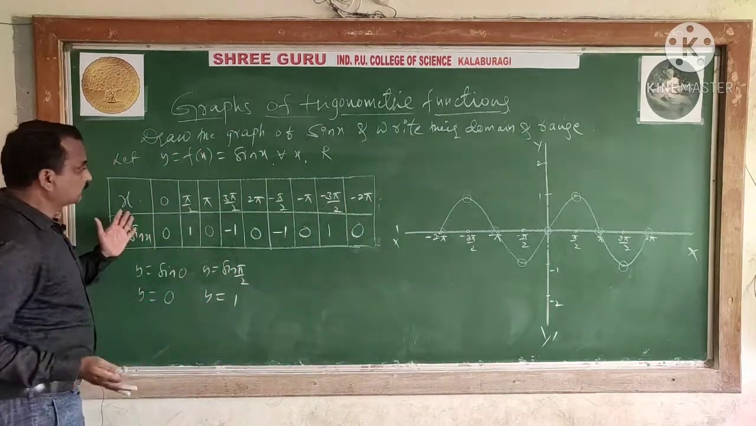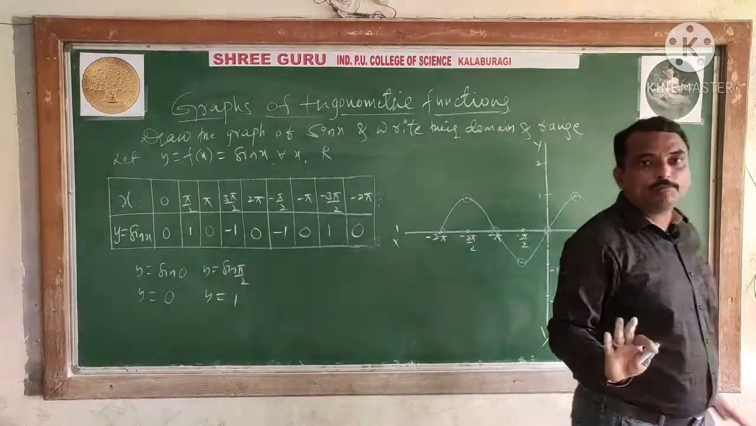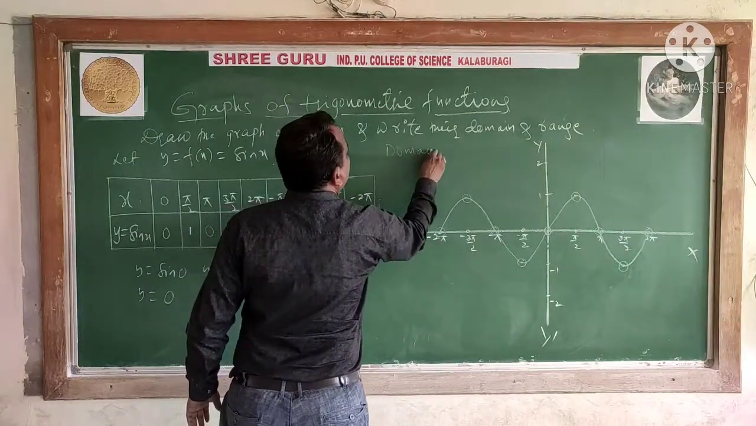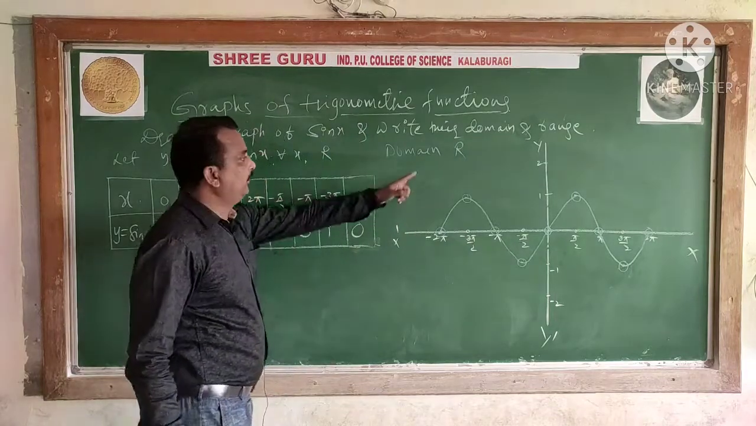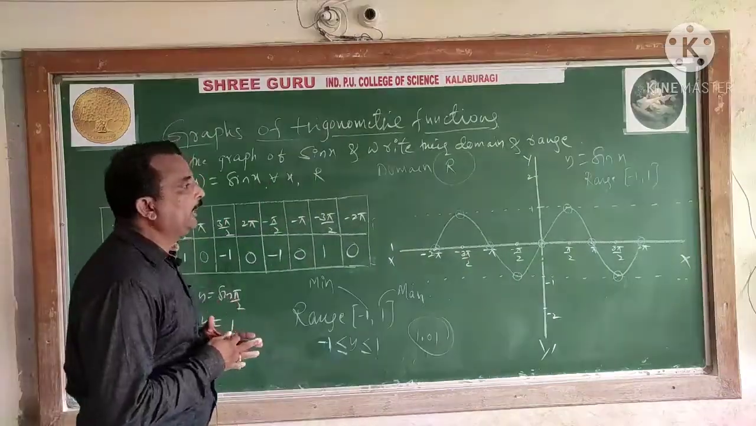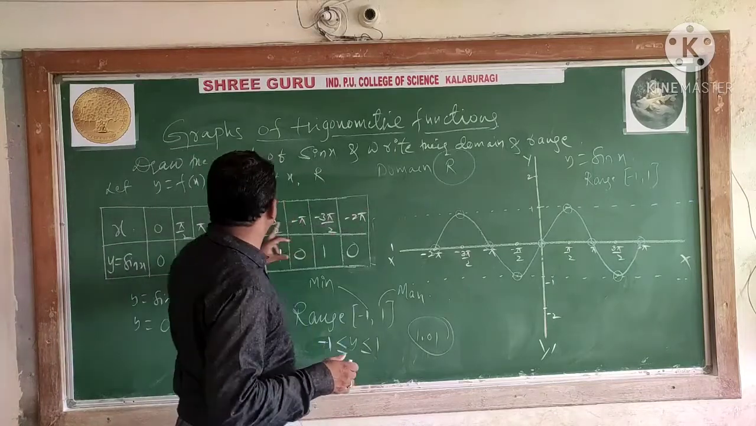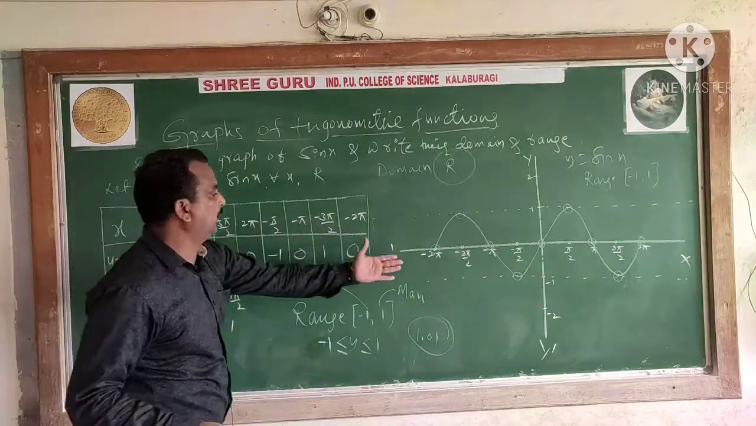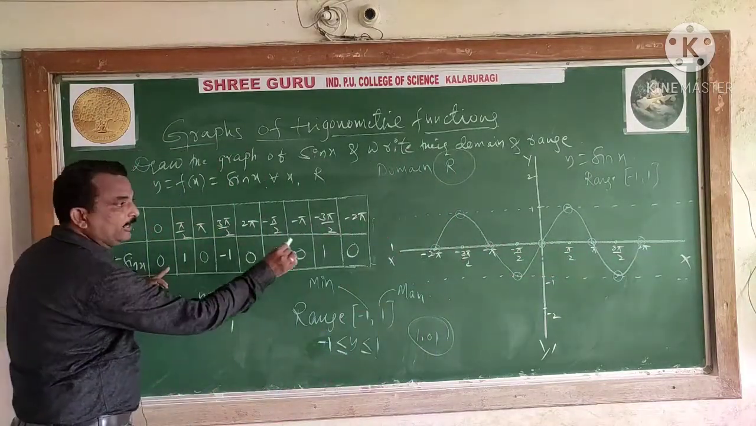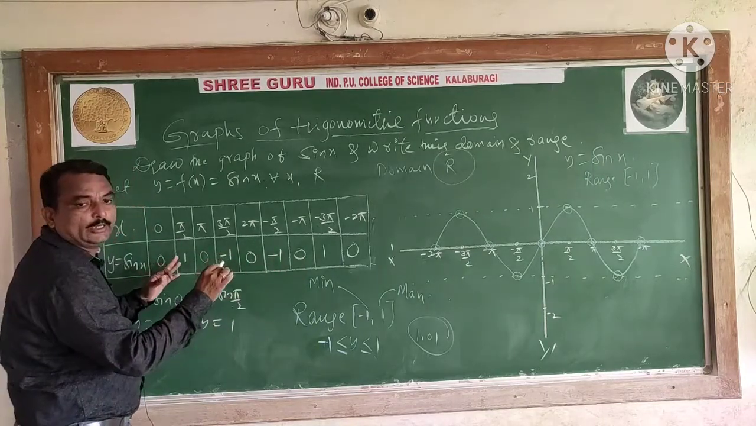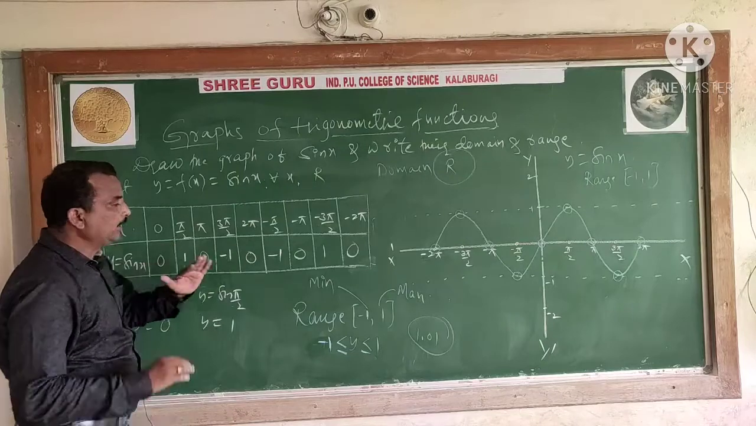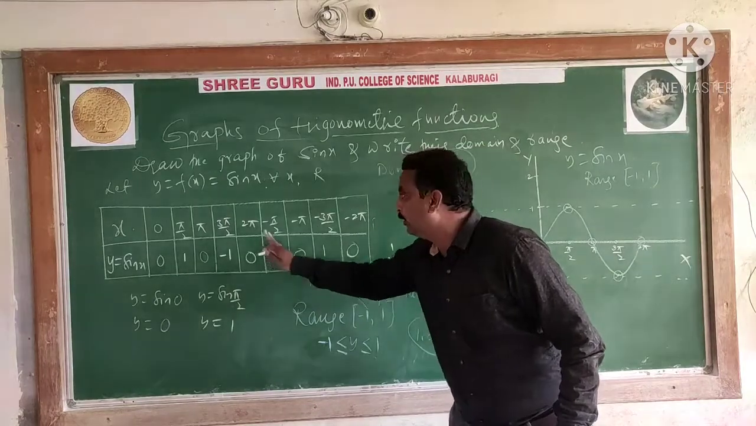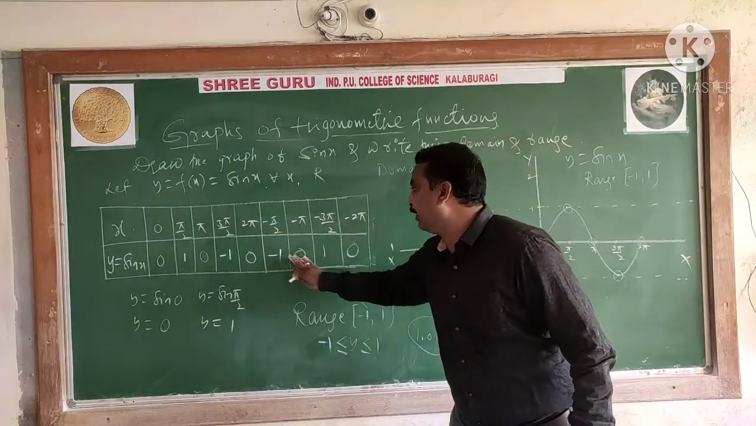Now see the values here. The domain of this function is the set of all real numbers, both positive and negative values exist. And the range: the graph of y equals sin x oscillates between plus 1 and minus 1. Its maximum value is plus 1 and its minimum is minus 1. You may take all the values in between 1 and minus 1 only.